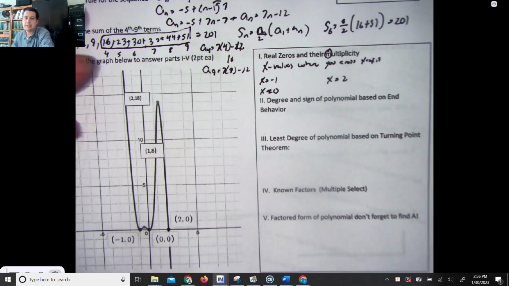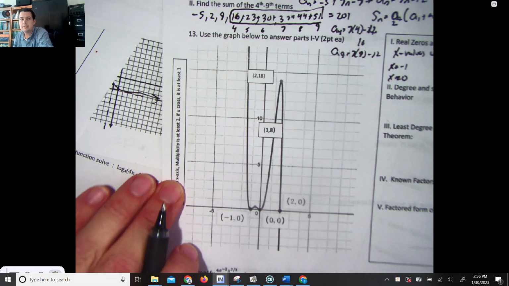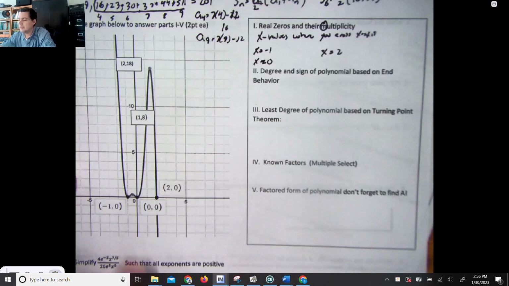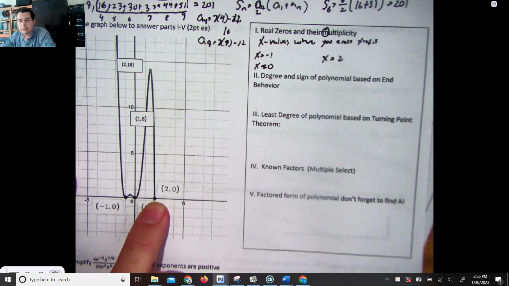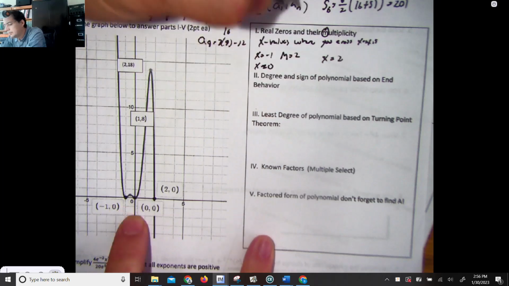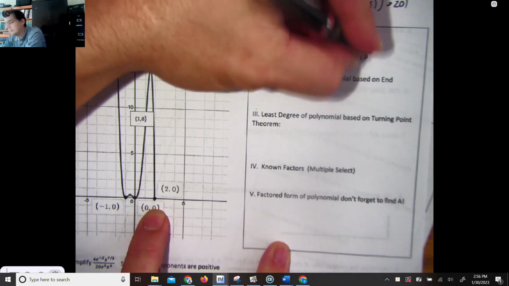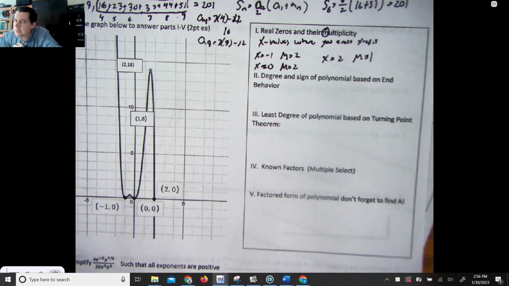Multiplicity. It's written right off on here to the side. If you touch it, it happens twice. If you cross, it's a 1. Touch, touch, cross. Touches happen twice. Multiplicity is 2. Touch, multiplicity is 2. Cross, multiplicity is 1. That's how hard multiplicity is. Now, by the way, while I'm doing 1, I'm going to go ahead and do 4.